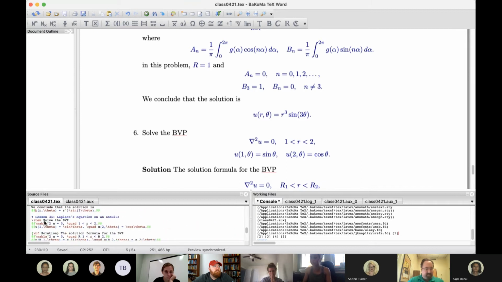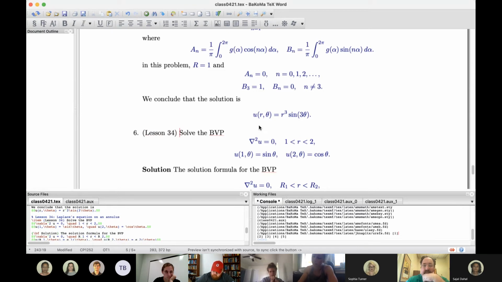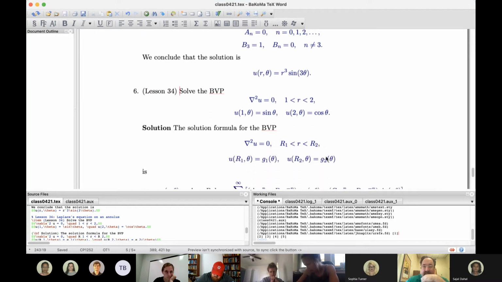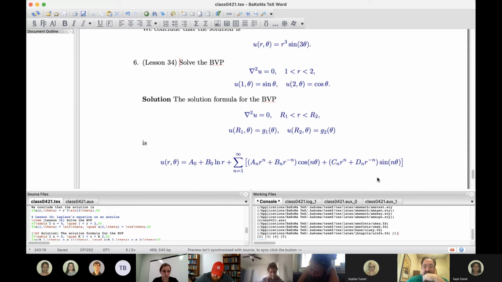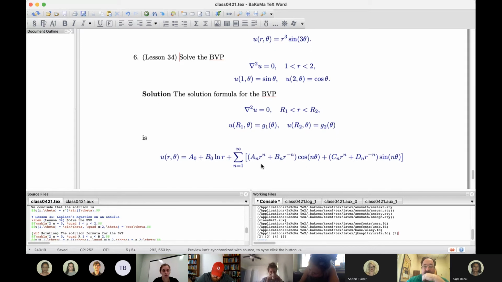So the last two problems are both from lesson 34. Here we have Dirichlet problem in an annulus. So here's our inner boundary data, here's our outer boundary data. And the solution formula that applies in this case is this one. So this definitely takes more algebra, because what you're doing is you're solving 2 by 2 systems of equations, like a system for A_0, B_0, and A_n, B_n, and then C_n, D_n.